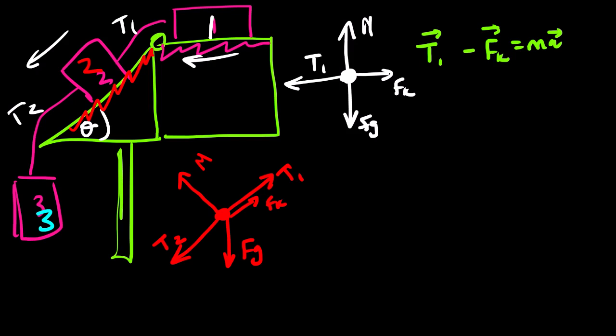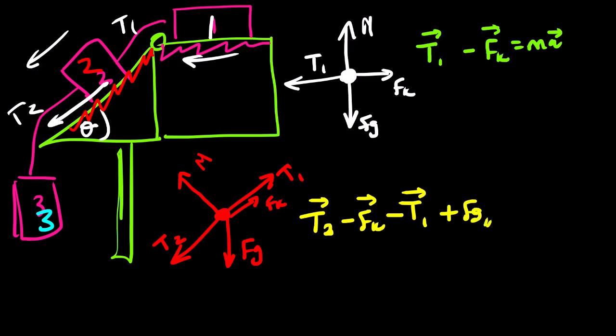Looking at 2, this is the displacement, by the way, so this direction will be positive. So we have T2, which will be positive, minus FK, which will be negative, minus T1, which will be negative. Remember that whenever we have an incline, we have that force, which is the FG parallel. But you should know that the FG parallel is this direction, so it will also be positive, plus FG parallel equals MA.